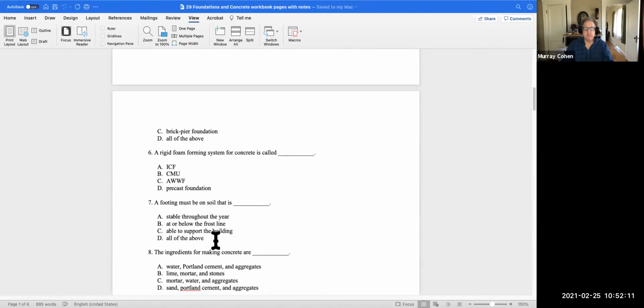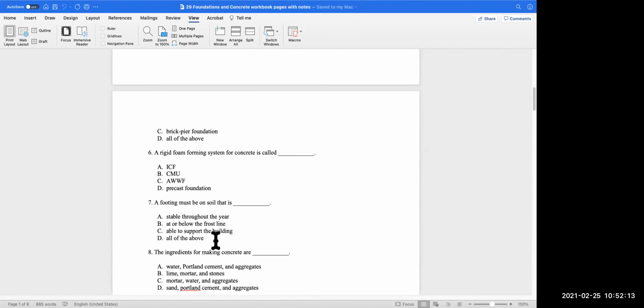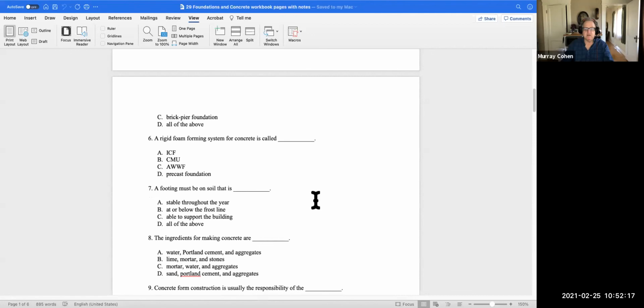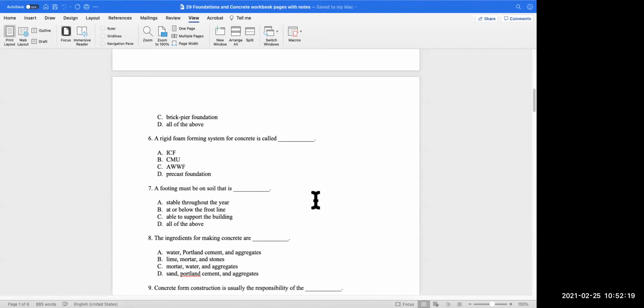Here we go again. A rigid foam forming system for concrete is called, what was it again? The ICF? Isn't it ICF? Yeah.